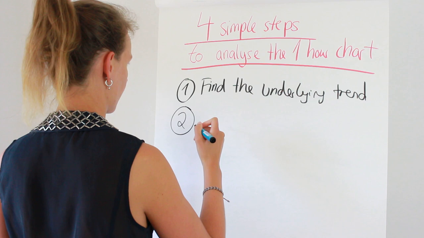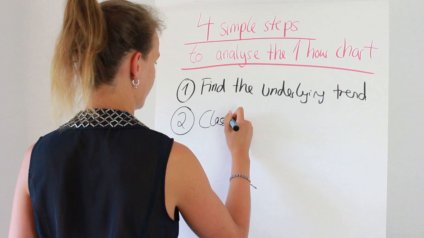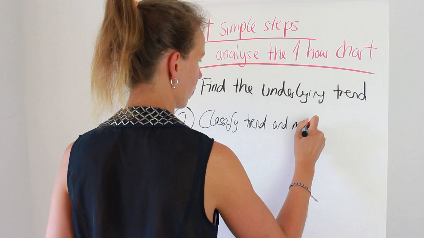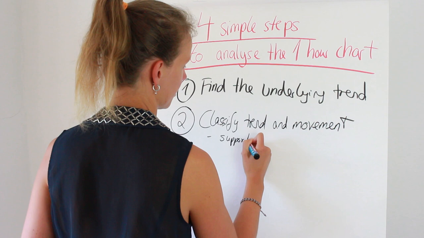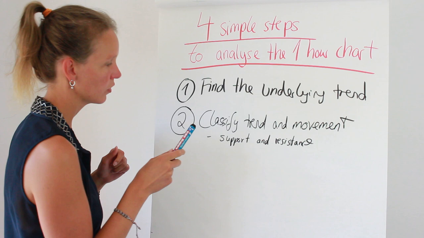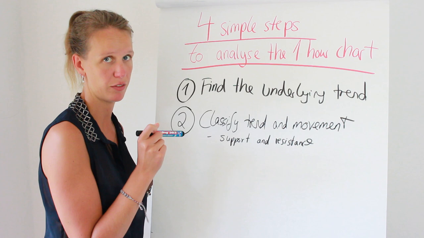Once we find the underlying trend, we need to classify trend and movement. And this we are doing through support and resistance. So, second step is to draw in the support and resistance levels.